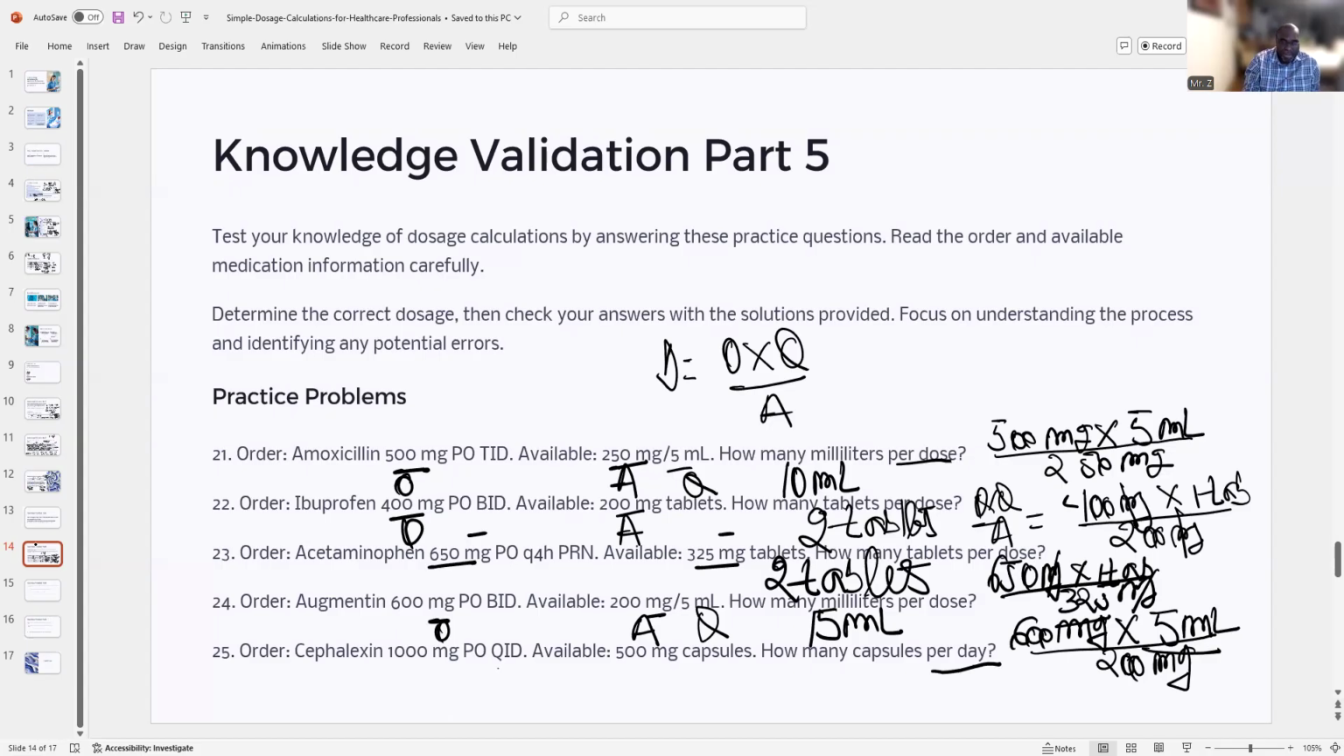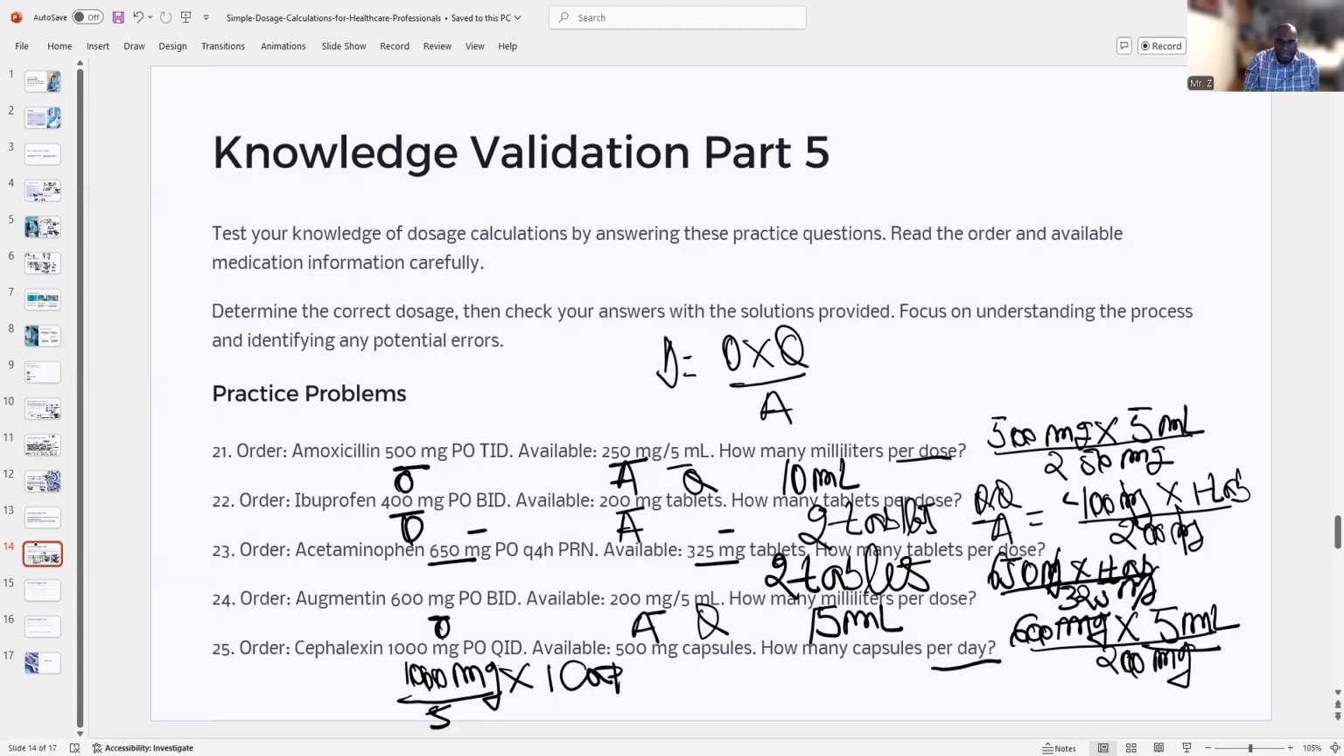So my setup is going to be my order, which is 1,000 milligram. Milligram, they are the same. Multiply by 1 capsule. That is your quantity. Divide by 500 milligram. Milligram and milligram, you cancel out. I will have 2 capsules.